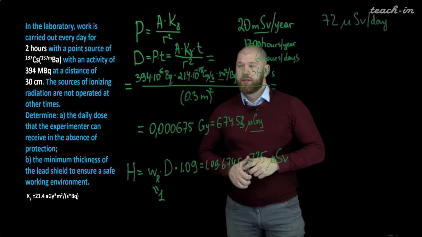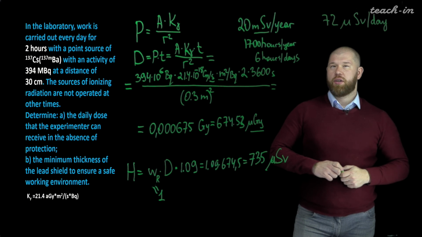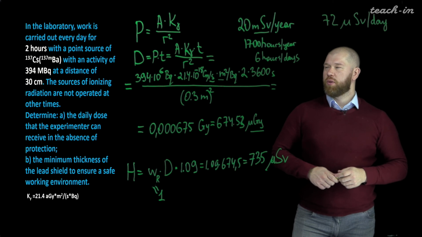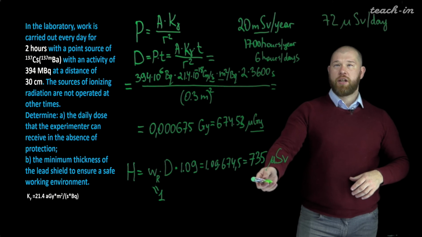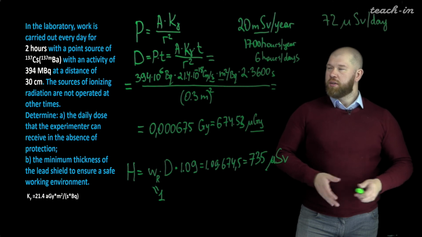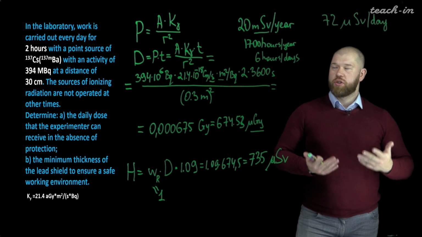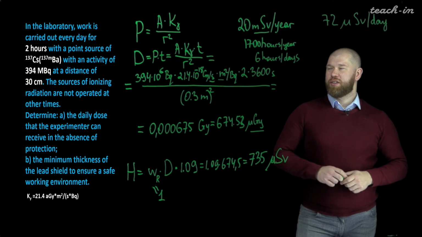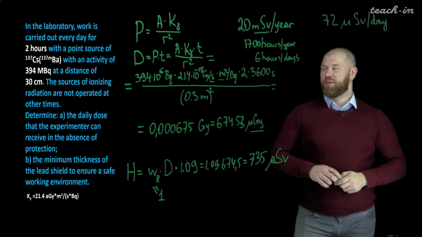And thus, we see that the dose that the researcher can get when he is working with the cesium source within 2 hours is 10 times more than the allowed dose. Thus, it is obvious that we have to use some shielding, and now we will see how to calculate it easily if we have some tables to do this.